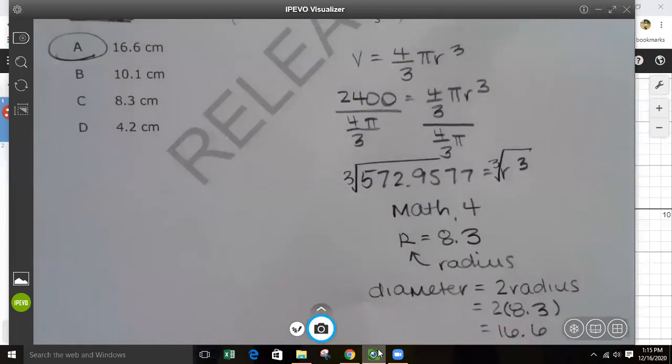We're going to skip 47. I don't have time for 48. Let's see if we can do any more. 49 is easy.